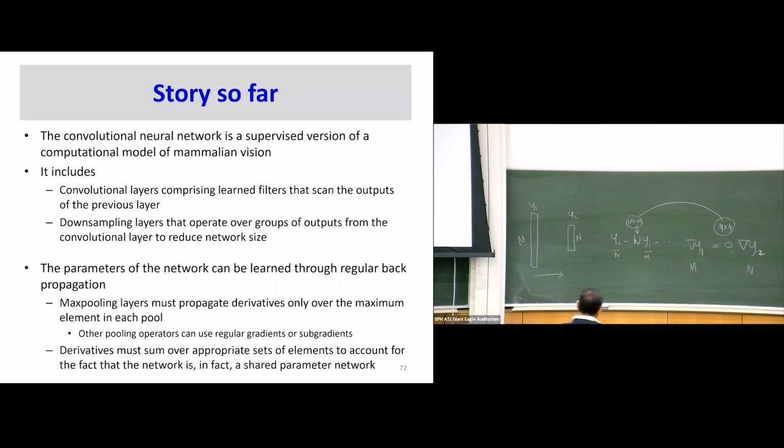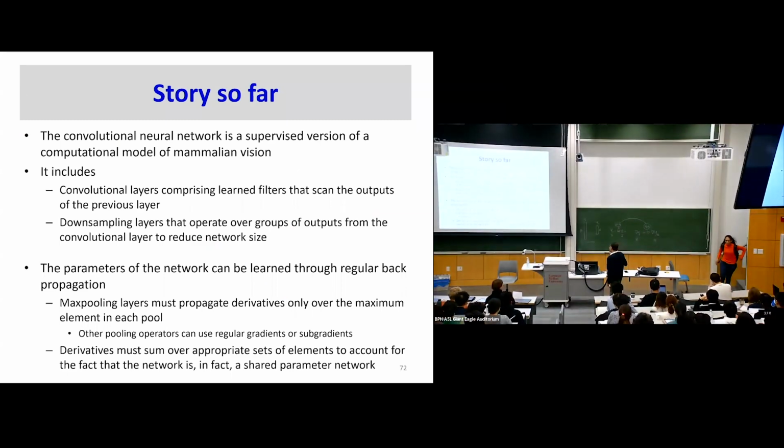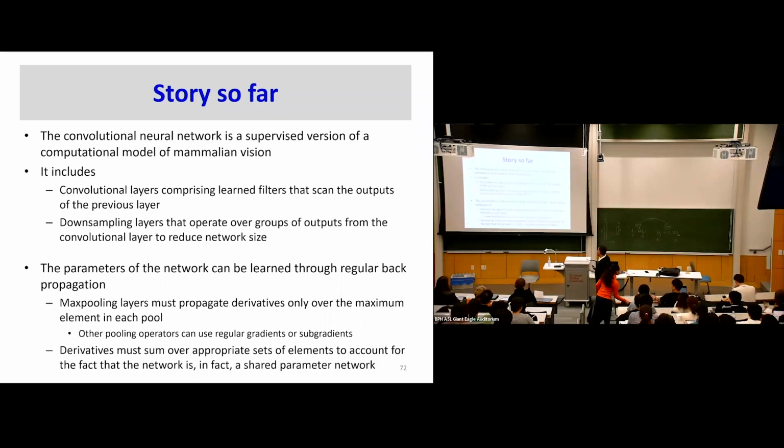So the story so far: the convolutional neural network is a supervised version of a computational model of mammalian vision. It includes convolutional layers comprising learned filters that can scan the outputs of the previous layer, and downsampling layers that operate over groups of outputs from the convolution layer to reduce the network size.